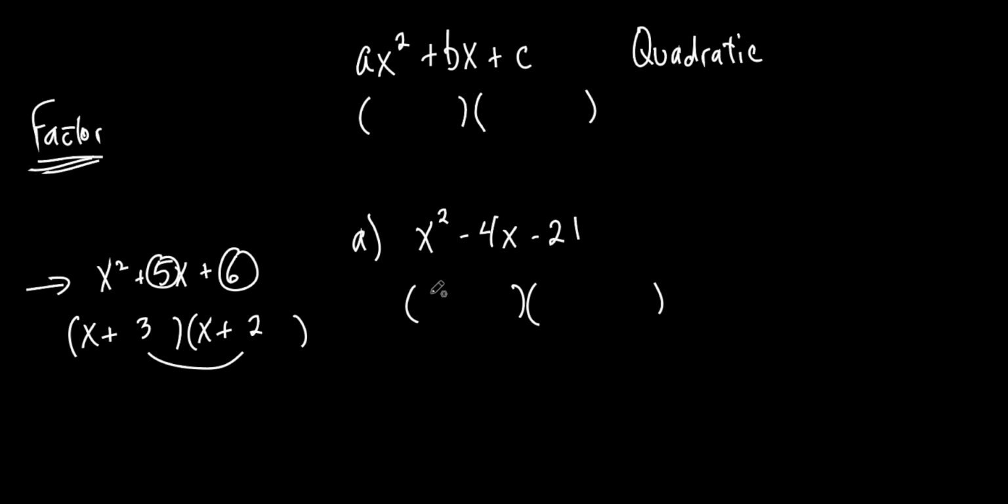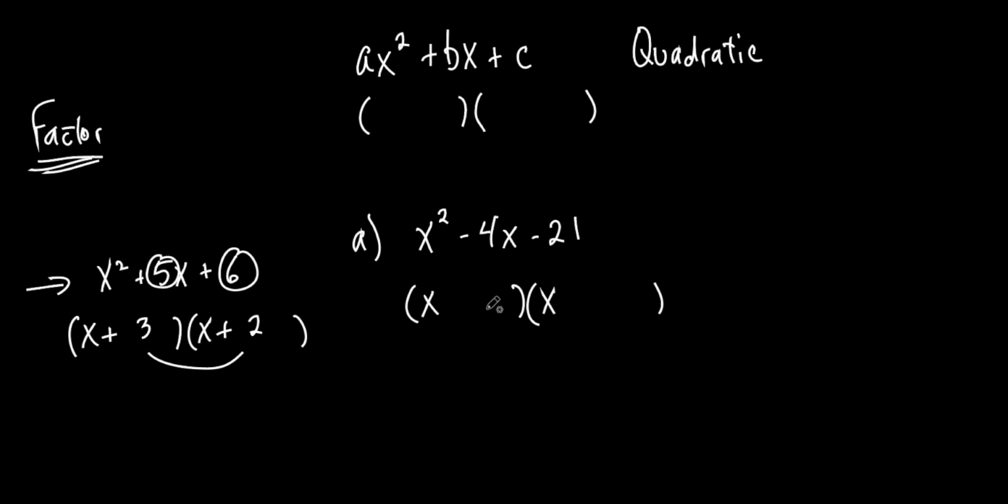What am I going to put first? x and x. Now, let's think about this. This number here and this one here have to multiply to be what? Negative 21. Not just 21, but negative 21. And those same two numbers have to add up to be what? Negative 4. Now, that's a key.